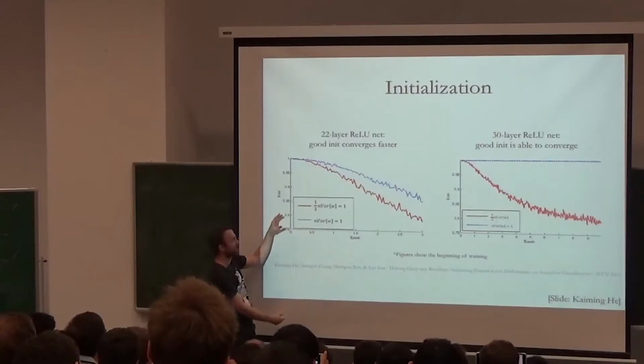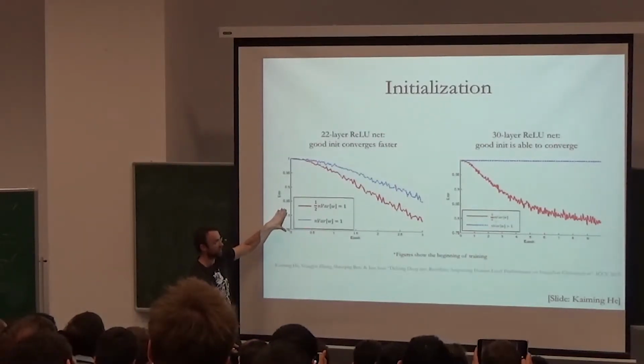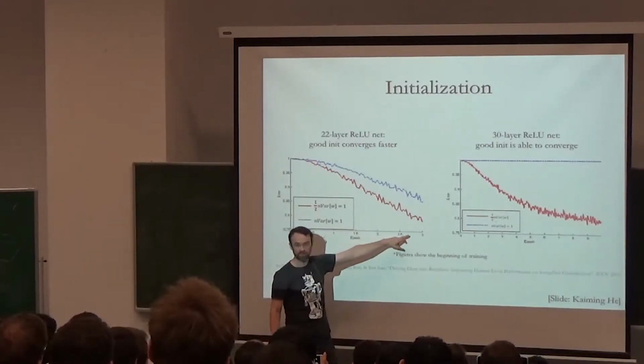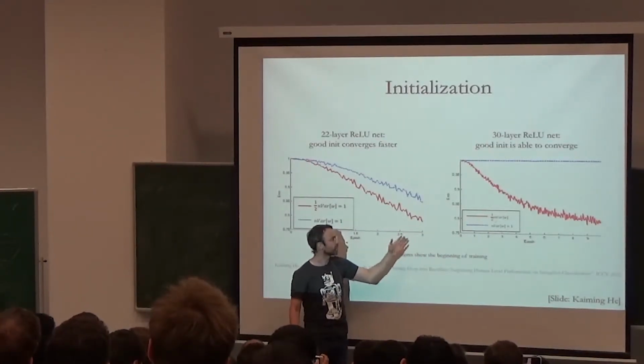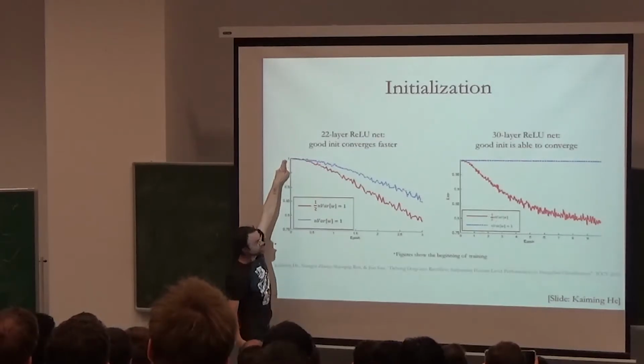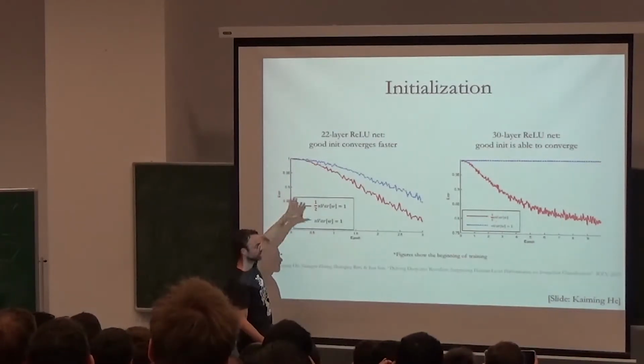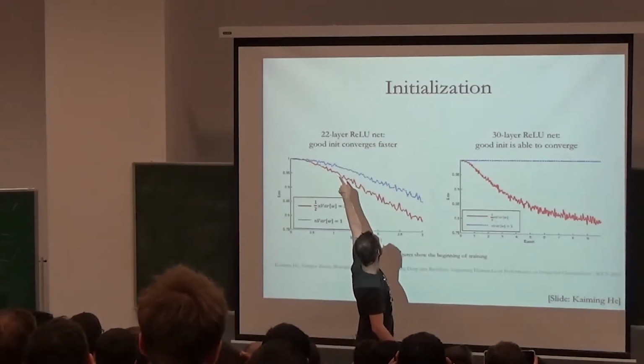So an initial difference in the way the weights are set up does translate to quite significant differences a long way in the future, even though you're only making a change right at the outset, which I think is interesting. And then this is for a 22-layer network.